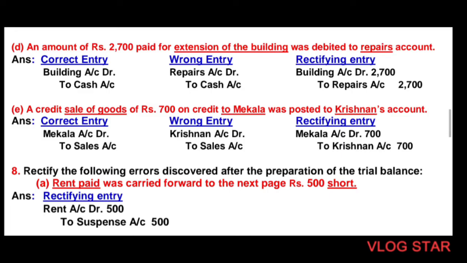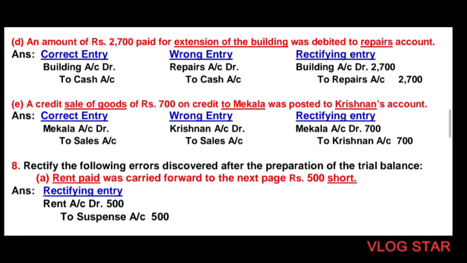Now see the correct entry. Correct entry is building account debit to cash account. But instead of building account debit, in the wrong entry what did they do? They debited repairs account. So in the rectifying entry, we first write the correct entry: building account debit 2700. Then see the wrong entry. Repairs is written on the debit side, so we have to write it on the opposite side. So, to repairs account 2700. Understand? If in a wrong entry it is written on the debit side, in the rectifying entry you write it on the credit side. To repairs 2700. So your entry will be rectified.